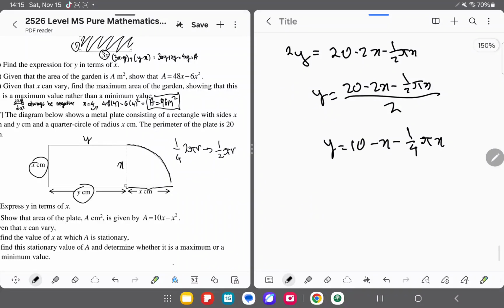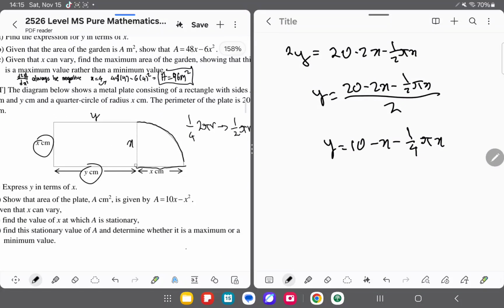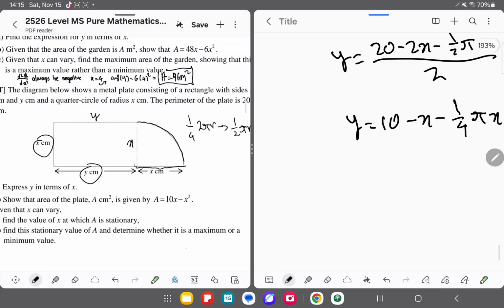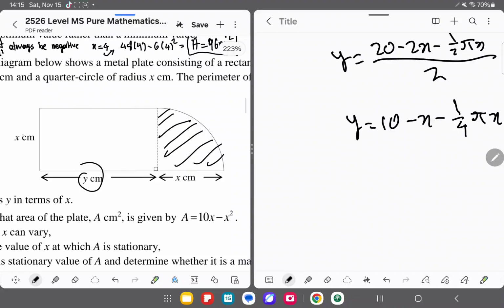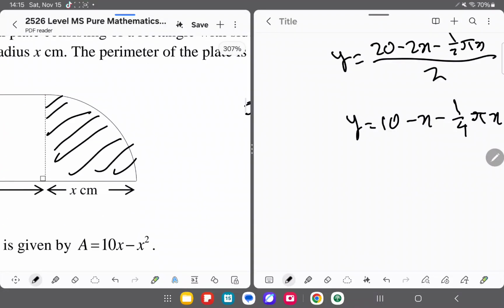Okay, now that we have this here, we'll be plugging this into the area. Now, how do we find the area of the total plate? We just have to find the area of the two separate regions. We'll first find the area of the region of the sector, which is just slightly harder than the other part. Here it's just x times y. Here's xy. And over here we have to do 1 over 4 pi r squared. r is x, so we replace it with x.